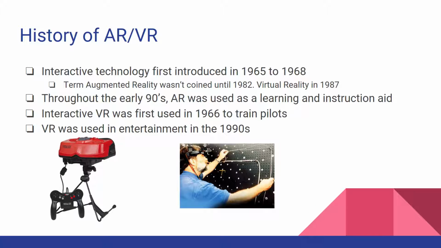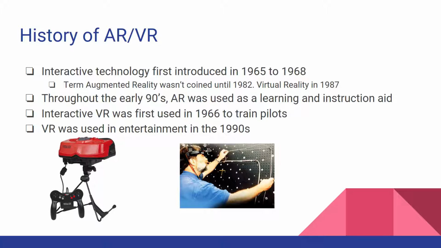Interactive AR and VR technologies were first introduced between 1965 and 1968 when Ivan Sutherland and his team at Harvard University created a head-mounted display system. The term augmented reality wasn't coined until 1992 by employees at Boeing, who were using the technology to assist workers in an airplane factory by displaying wire-bundled assembly schematics on a see-through display.